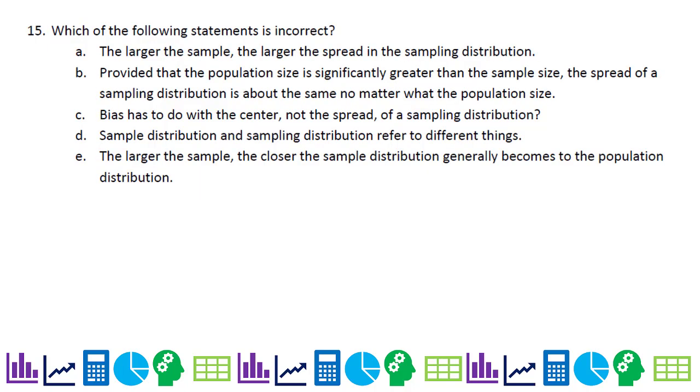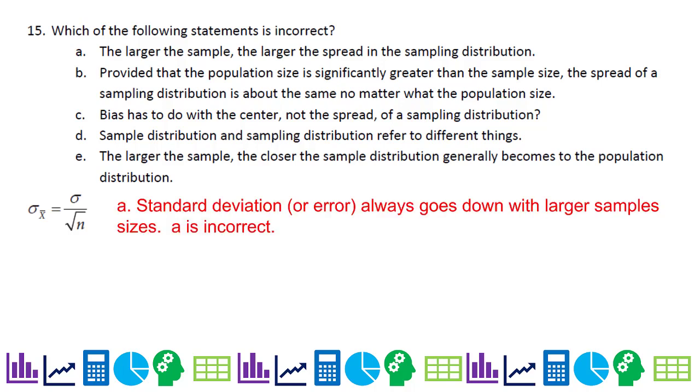Number 15, which of the following statements is incorrect? So let's evaluate these one by one. The first one says the larger the sample, the larger the spread in the sampling distribution. So you frequently want to look at this. Remember, standard deviation or error always goes down with larger sample sizes by the square root of n, or the factor that you double it or triple it or whatever. So A is incorrect.